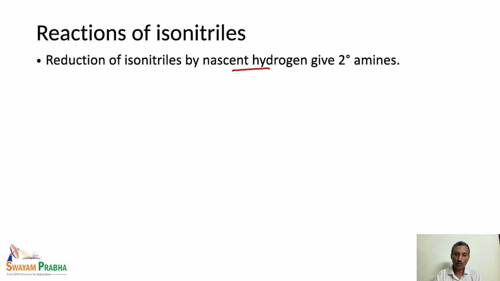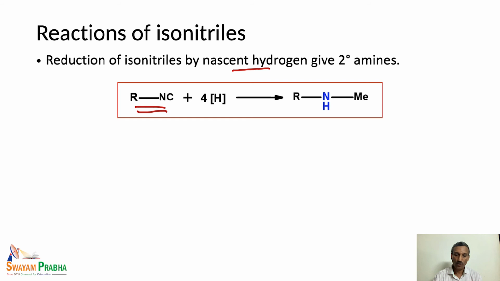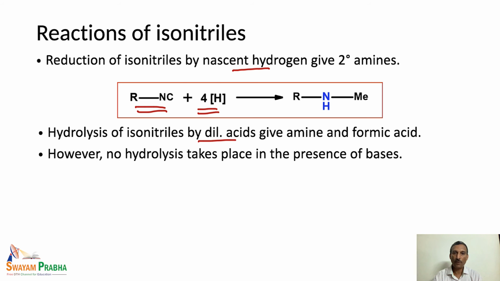So, the first one is the reduction reactions of isonitrile. Isonitrile can be reduced by hydrogen to give secondary amines. So, we can use a metal catalyst for this particular reaction. Isonitrile on reduction in the presence of nascent hydrogen produces secondary amine as the product. We have seen this in the previous case also.